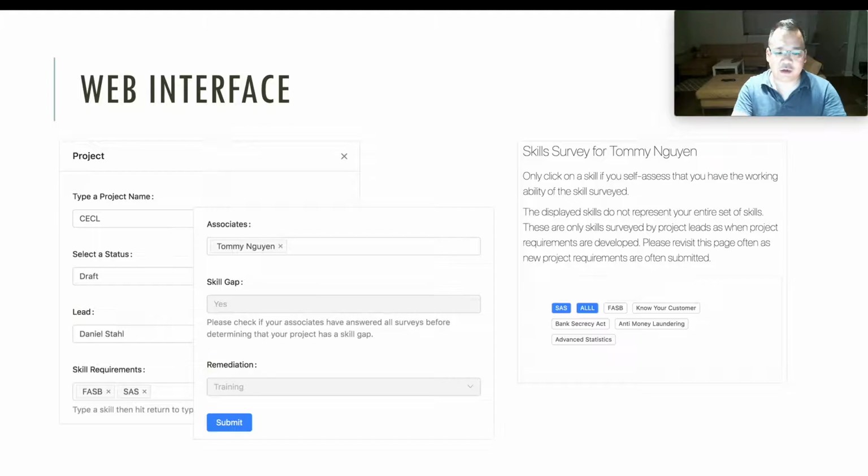So with the web interface, I need to design it in a way that it is very approachable. If you look on the screen here, we have two forms, a project form and a skill surveys form. Now, these two forms are the only manual activities involved in this entire workflow. On the left-hand side, we see a project form which details skill requirements and team member assignments. If you look on the right-hand side, we see a survey that's initiated by the project form, and it simply asks whether I have a skill or don't have a skill in question.